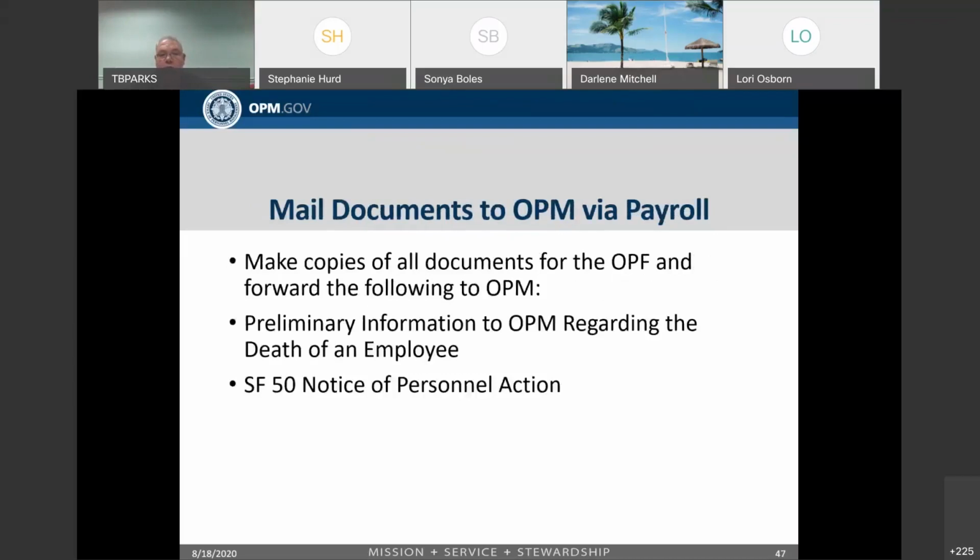Make copies of all documents for the OPF and forward the following to OPM. The preliminary information to OPM regarding the death of the employee and the SF-50 notice of personnel action. But that has to go through payroll. And don't send it directly to us, send it through payroll. And again, we talked about this before, but only CSRS and FERS documents would need to come to OPM, not the FEGLI information or the TSP or the unpaid compensation information.